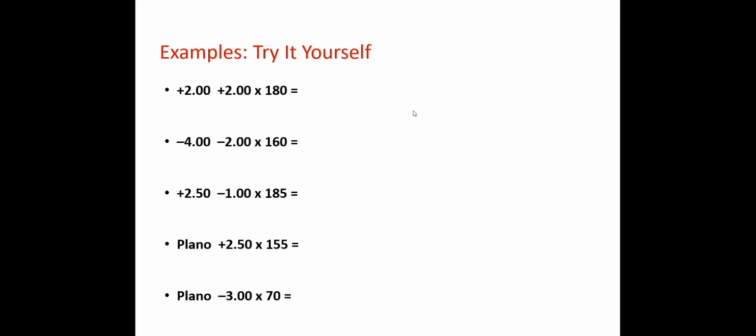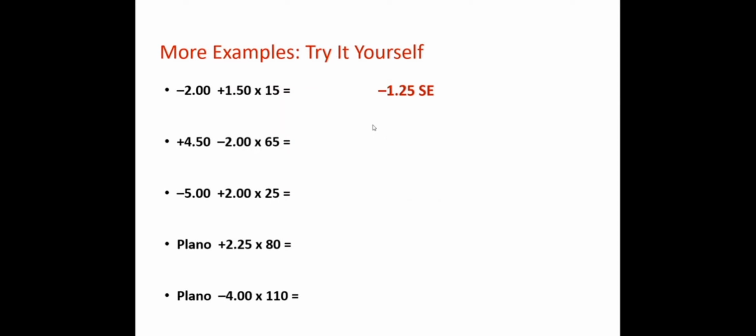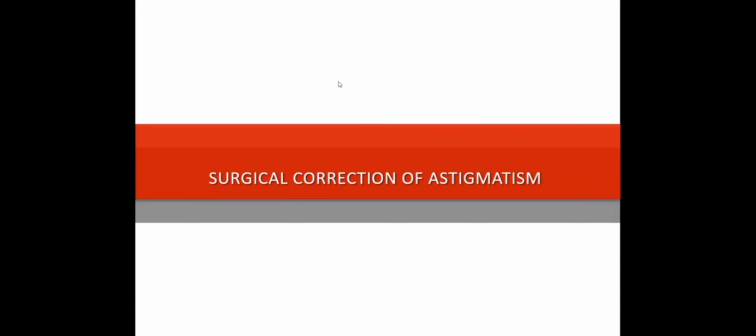Okay, very good. Right. So half of this is going to be +1. Add that to +2, and that gives you a spherical equivalent of +3 diopters. Okay, so those are the rest of the examples. I think we don't need to go through all of that.